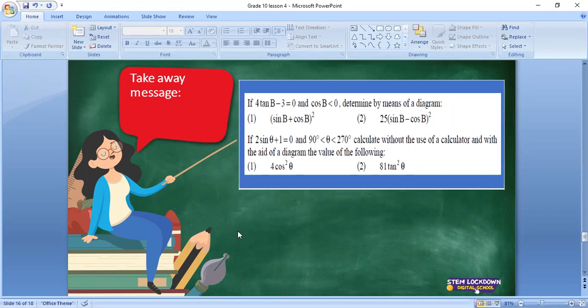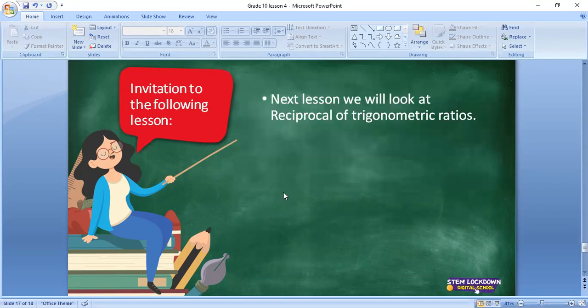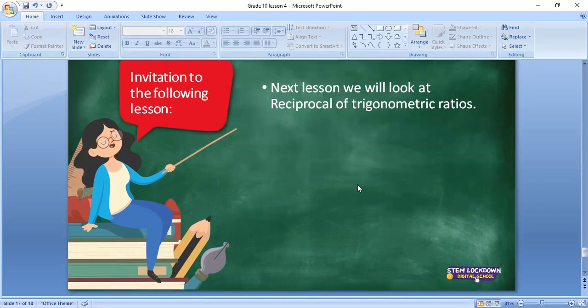Okay. All right. In our next topic, we'll be looking at reciprocals of trigonometric ratios. So please attend tomorrow's class where we're talking about reciprocals of trigonometric ratios.